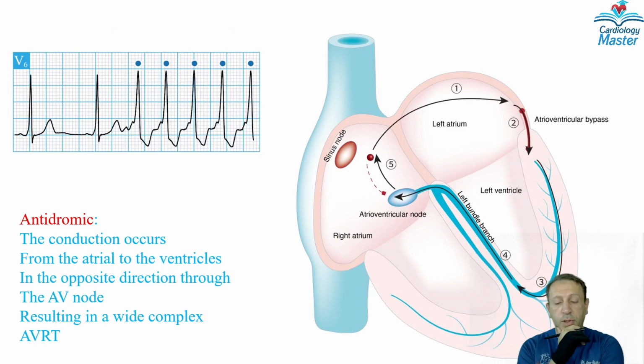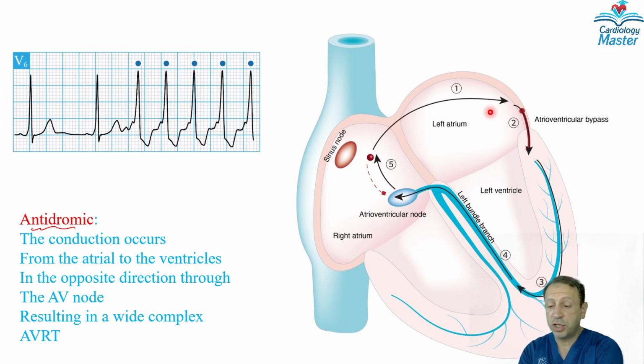But the other type, the antidromic, passes through the opposite direction. The circuit loops in the opposite direction. What does that mean? It means directly from the atrium through the accessory bundle to the ventricles, through the bundles back in the opposite direction to the His, to the AV node, and back to the atria. This is called the antidromic AVRT.